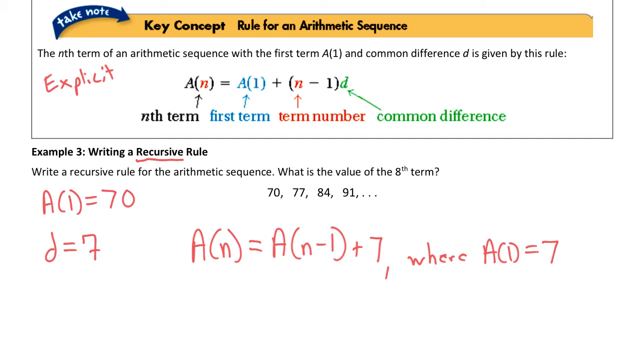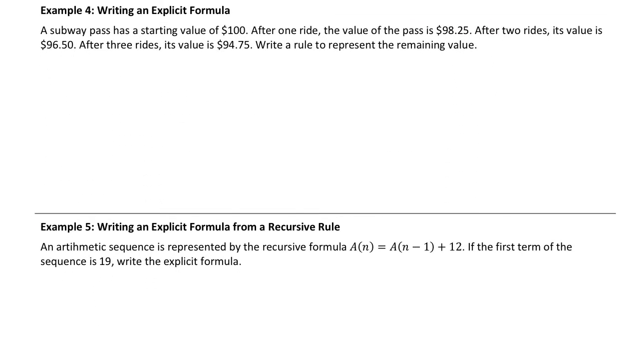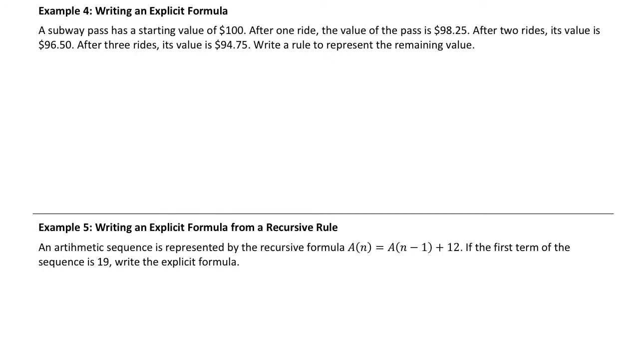So a recursive rule isn't really great for finding the 50th term or the 60th term. It's good for describing a sequence, but not for finding terms. So a recursive rule, I think, is a little more rare. An explicit rule is going to be a little bit more useful. So that's what I'm going to show you next. So for an explicit formula, we still need the same pieces of information. We still need to know the first term, and we still need to know the common difference.